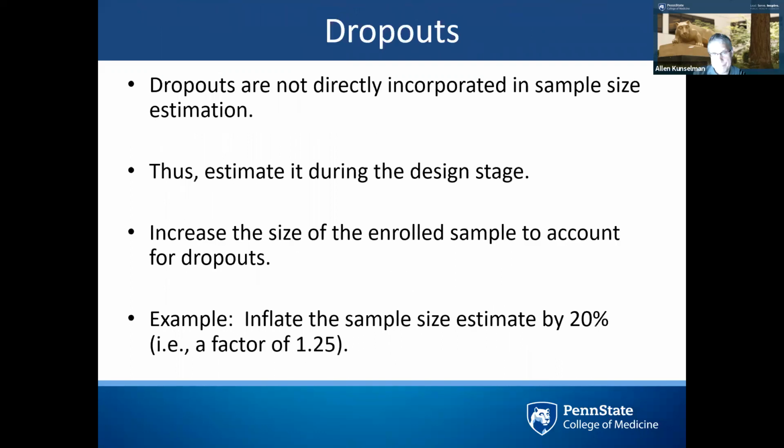etc. So I just want to bring up dropouts, which I already mentioned. Dropouts are not directly incorporated into sample size estimation. So you estimate those during the design stage, and you need to increase the size of the enrolled sample size to account for dropouts. For example, you could inflate your sample size by 20% if you think 20% of your subjects will drop out of the study before it completes.